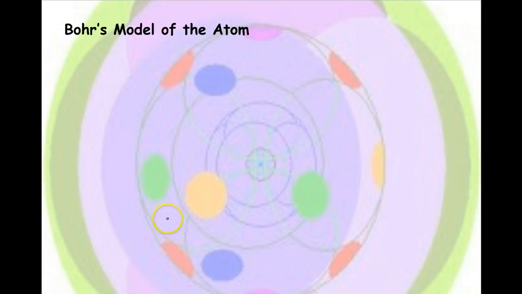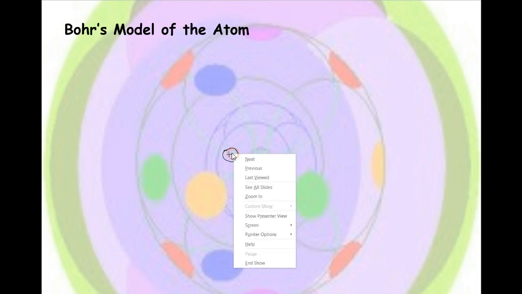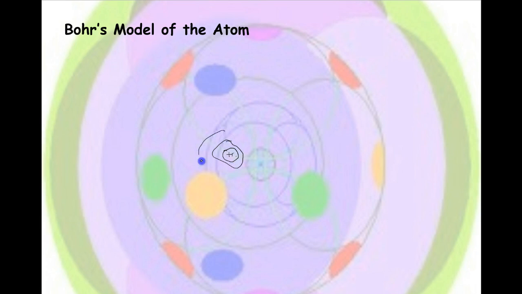So here's Bohr's model of the atom. You have the nucleus with the protons and the neutrons in the center, and then you have the orbits, and there are 7 of them, and those orbits are circular defined paths, so you would go out to 7 energy levels. And that would be Bohr's model of the atom.